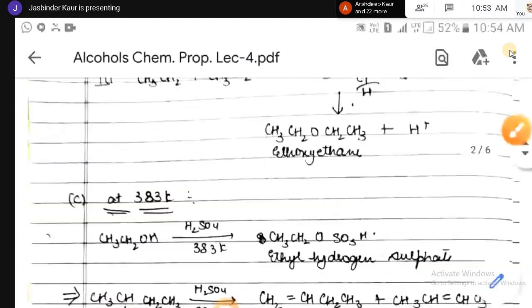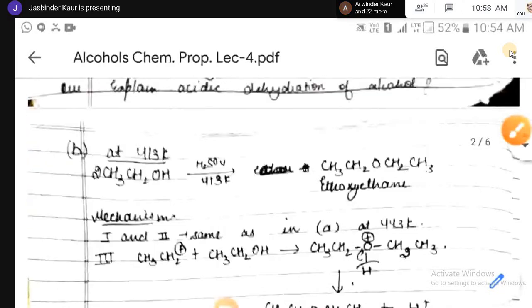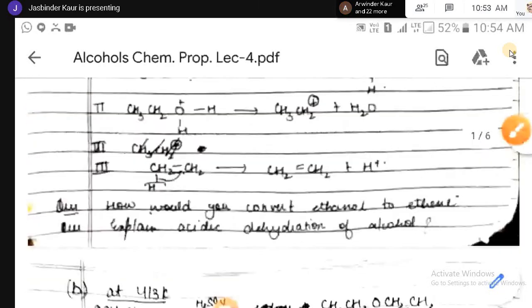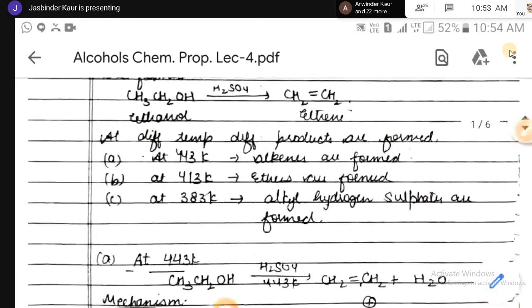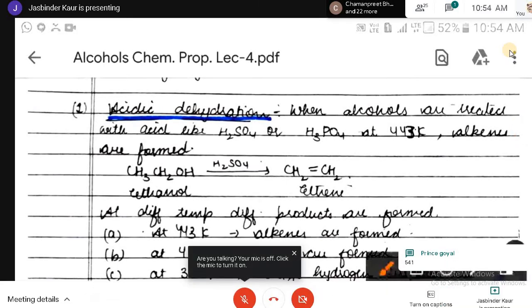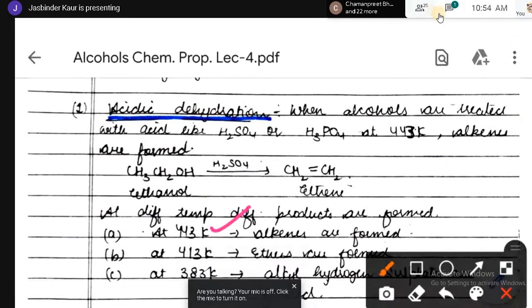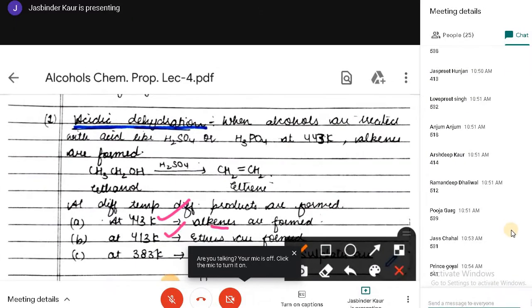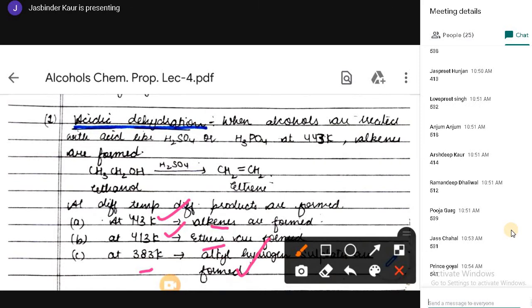So this is acidic dehydration, that is removal of water in the presence of acid, and it is temperature dependent. If the temperature is 443 Kelvin, then alkenes are formed. If 413 Kelvin, then ethers are formed, and if it is 383 Kelvin, then alkyl hydrogen sulfates are formed. And it is very important. This question comes in the exam directly or indirectly.